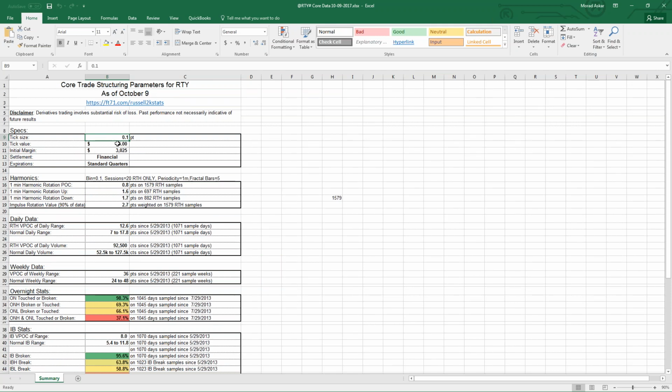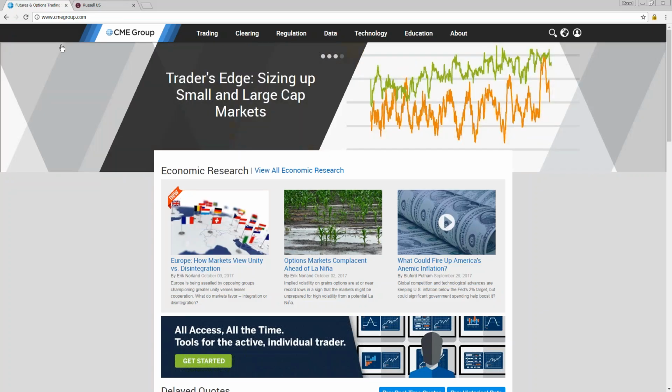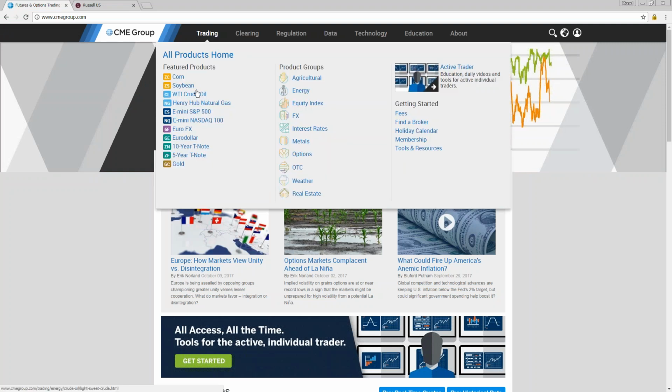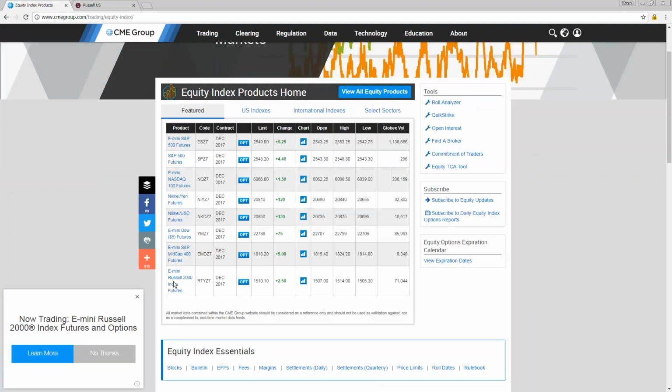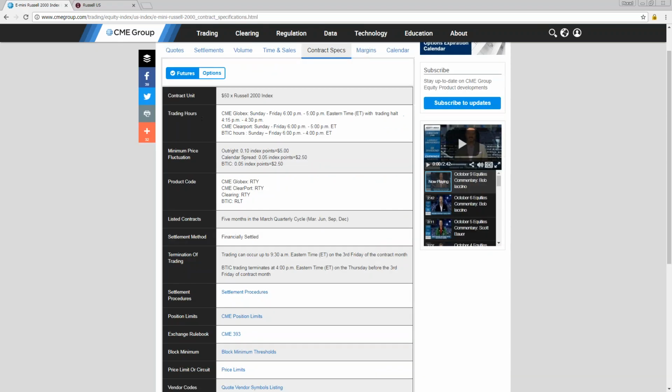You can pull this right off of the CME website. Okay. So you can go to the CME, this is cmegroup.com. The product is on the CME, or if it's on ICE, you go on ICE. You go to the equity index group, which is what the Russell is. You click on the Russell contract. Okay. And then contract specs, and it'll tell you each contract's worth $50 times the Russell index.